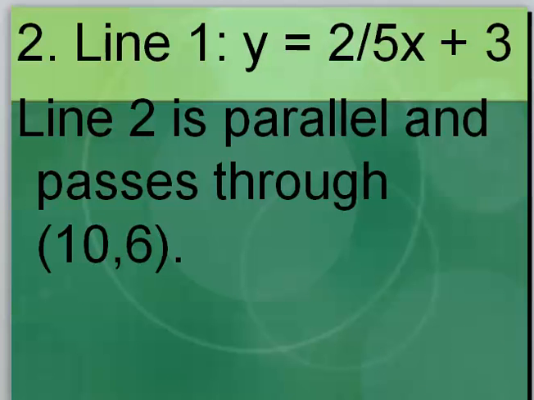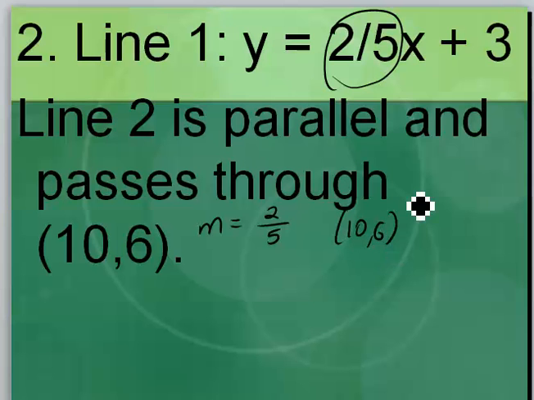Number 2, line 1, the line that you're given, is y equals 2/5 x plus 3. Line 2, the one we're trying to write, is parallel to line 1 and passes through the point 10, 6. Because it's parallel, we want to have the same slope, so we're going to use a slope of 2/5. And we're going to pass through the point 10, 6.